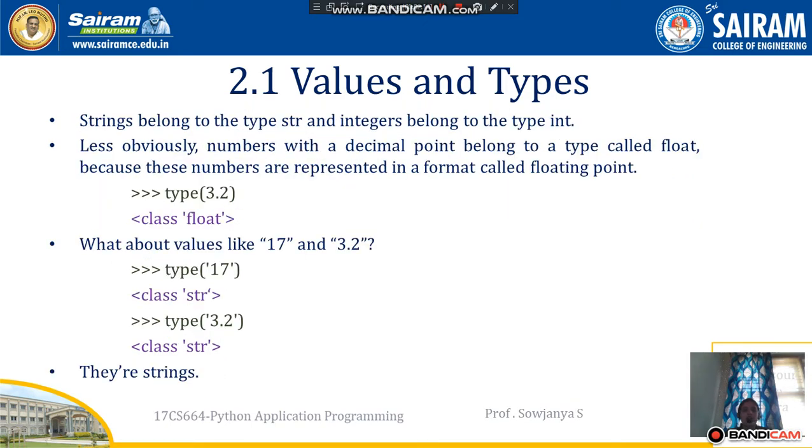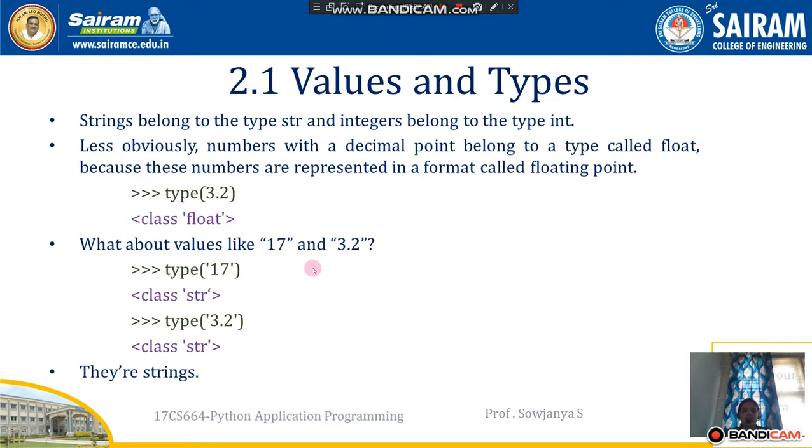We say a string belongs to type str and integers belong to type int. Obviously, numbers with a decimal point belong to type float. Whenever you have a number with a decimal point, for example 3.2, we say this is a floating point number. When you want to find the type of this number in Python, you write type of 3.2, and it belongs to floating point number.